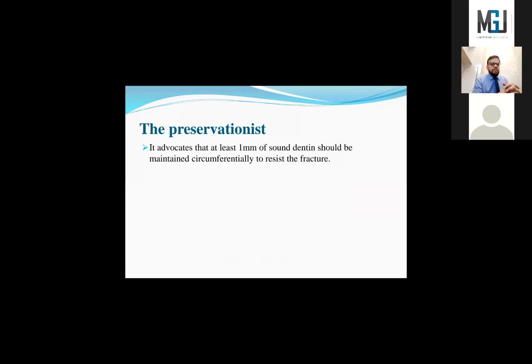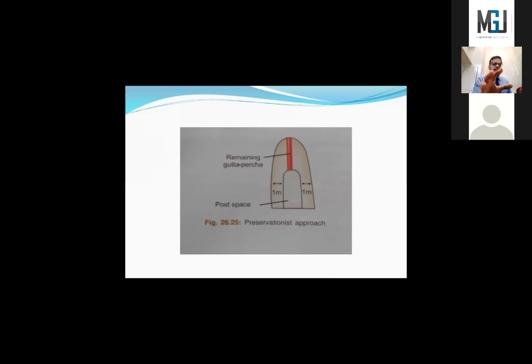The next approach is the preservationist. It advocates that at least 1 mm of sound dentine should be present circumferentially to resist root fracture. This is a good principle that you can follow. What this tells us is you have at least about a millimeter of sound tooth structure present all around the post, and that makes sure that you have sound dentine to prevent root fractures. You have a sufficient diameter of the post to make sure that you get adequate retention.